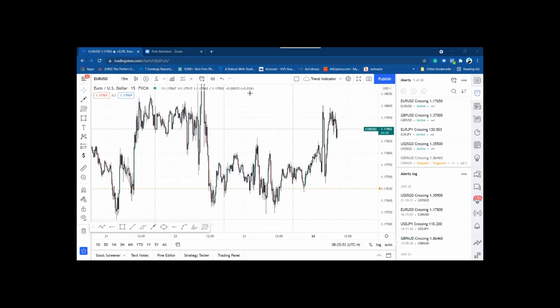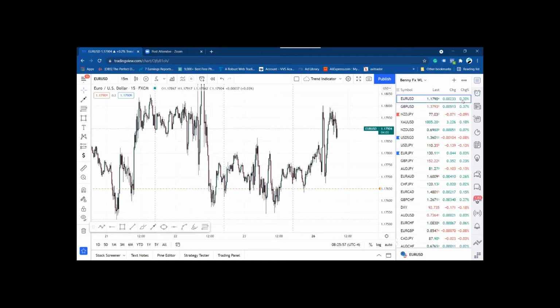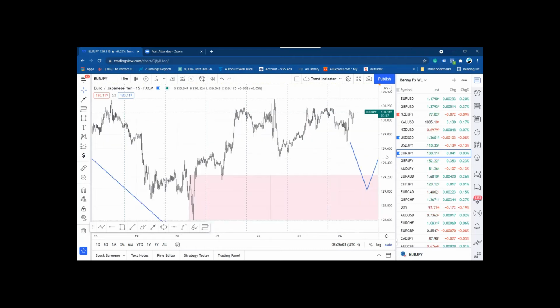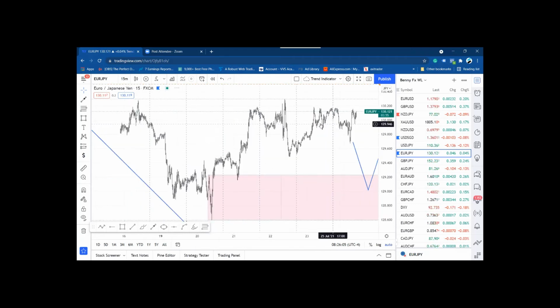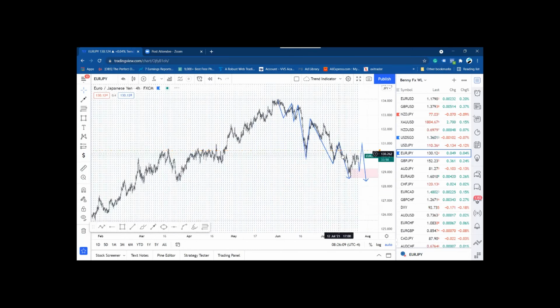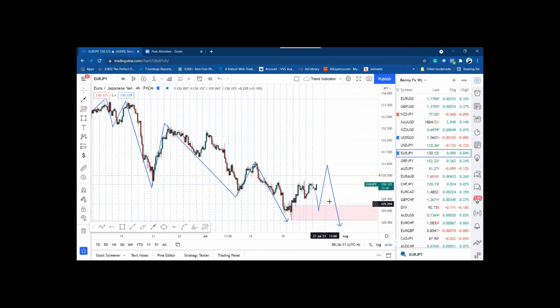Now, if you have any particular currency that you want to trade, you can let me know. We can take a look at it. Now, euro yen. This is a pair which, if you remember, last week I was looking to go short. You see, my alert was there, but it didn't go up there, right?